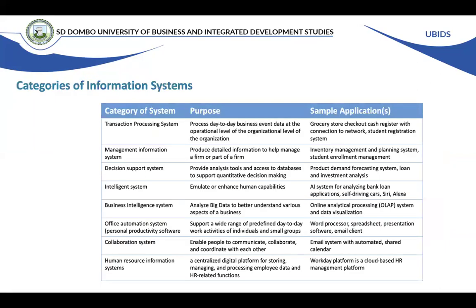So there are several categories of information systems. I believe we discussed this in MIS. We have the transaction processing system, the management information system, the decision support systems, and some intelligence systems that include the business intelligence system as well. And we have systems that help us automate our office, like Word processors, Excel, and PowerPoint, amongst others, that help us automate office processes.